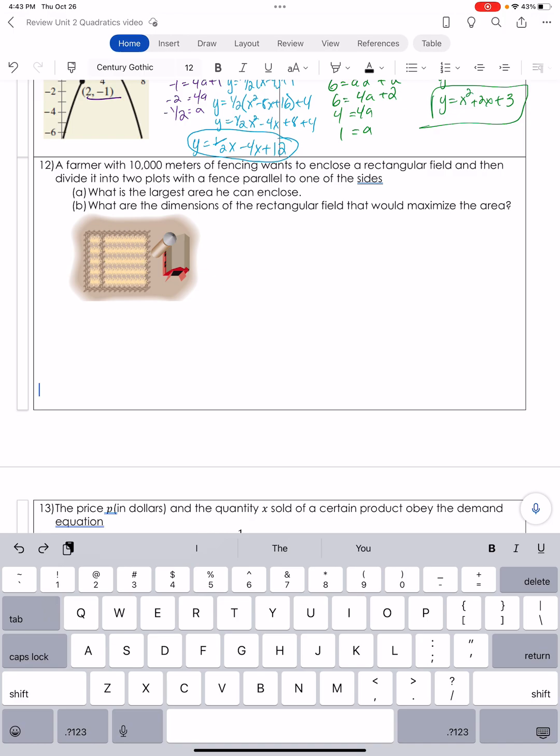So a farmer with 10,000 meters of fencing wants to enclose a rectangular field, then divide it into two plots with a fence parallel to one of its sides. Okay, so we have our diagram here. You can label different things.